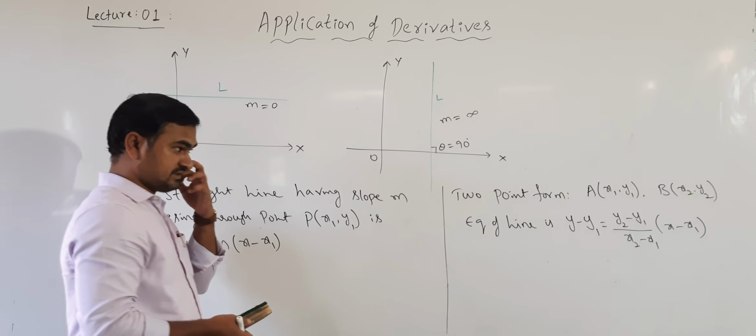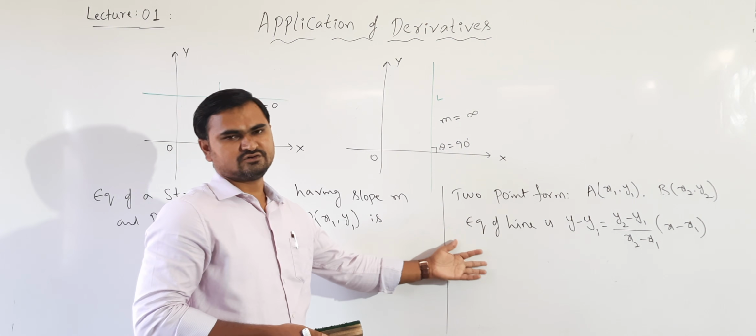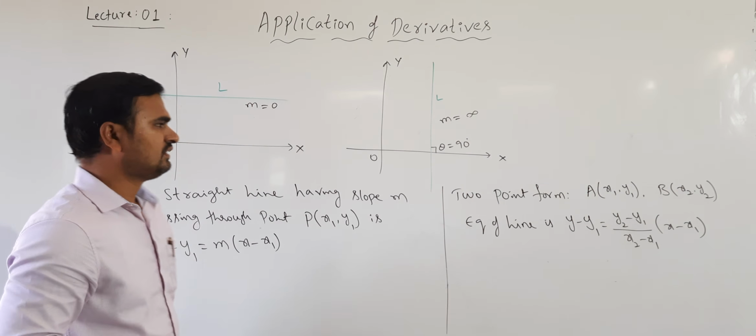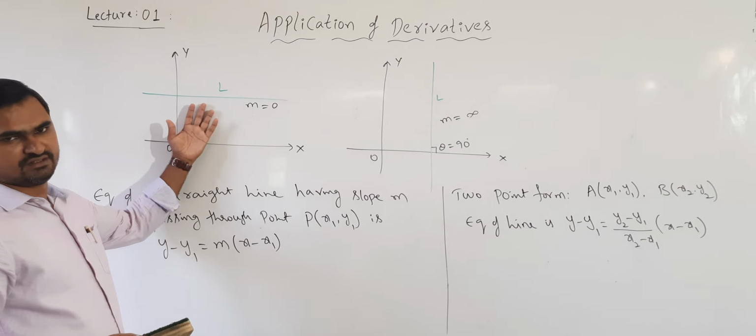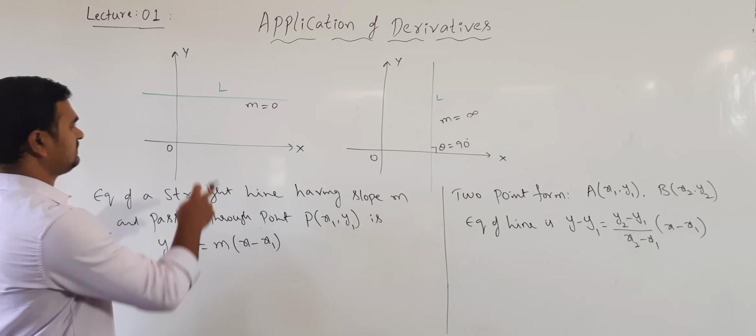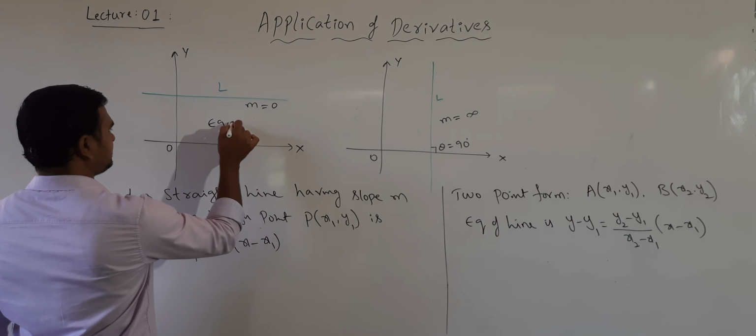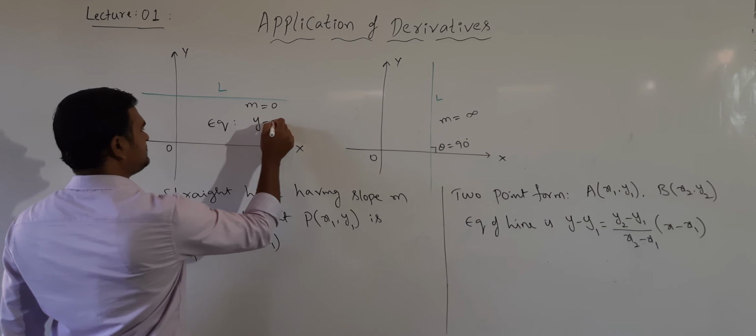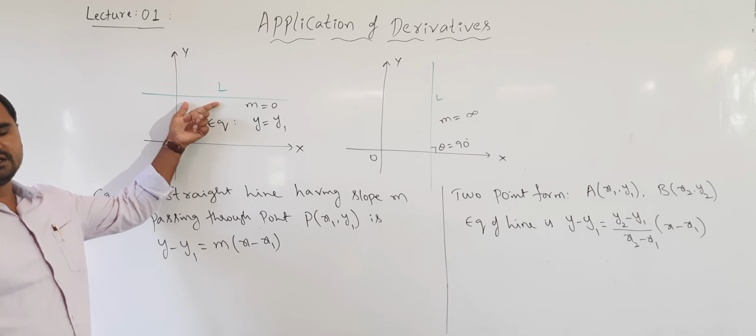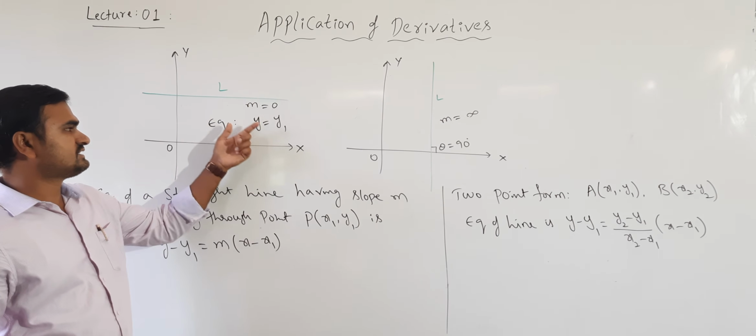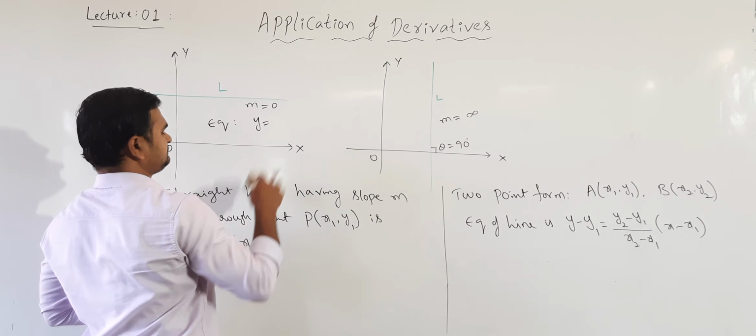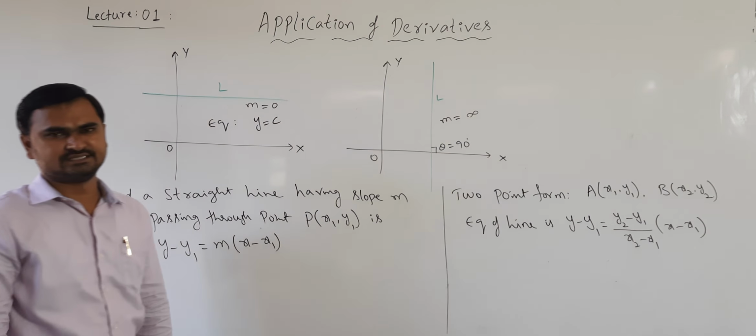Other forms of lines also exist, but here we will be using these two forms: slope-point form and 2-point form. And how do we write the equation of a line if it is horizontal or vertical? In case of a horizontal line, its equation can be written as y equal to y1, the equation of a line parallel to the x-axis. So the equation of a horizontal line is y equal to y1, or we can say y equal to some constant, y equal to c.